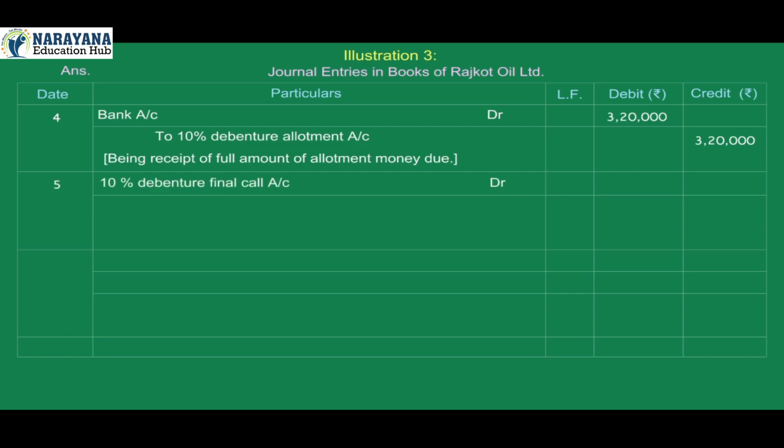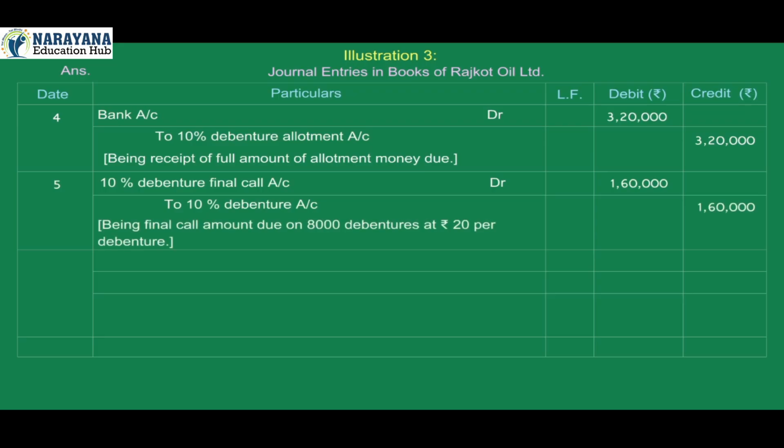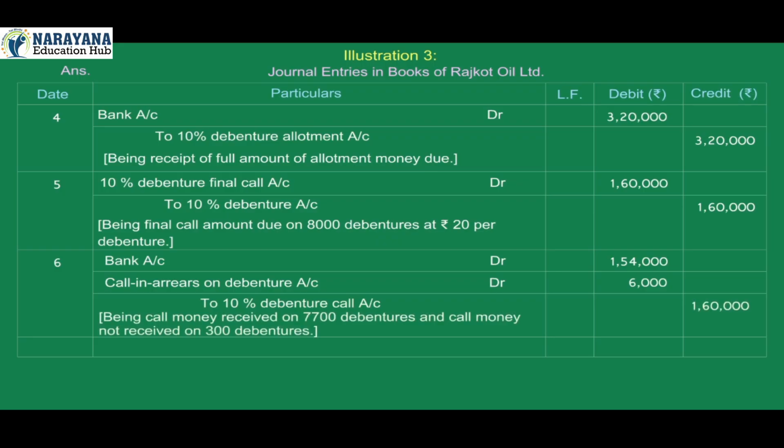5. 10% debenture final call account debit 1,60,000 to 10% debenture account credit 1,60,000. Being final call amount due on 8,000 debentures at Rs 20 per debenture. 6. Bank account debit 1,54,000. Call in arrears on debenture account debit 6,000 to 10% debenture call account credit 1,60,000. Being call money received on 7,700 debentures and call money not received on 300 debentures. Total debit 15,20,000, credit 15,20,000.